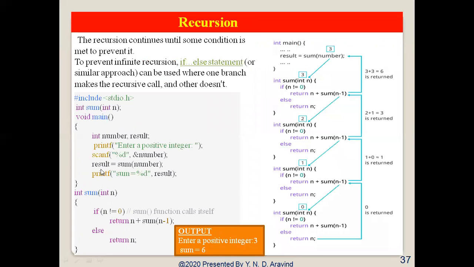else statement, if statement. So the recursion continues until some condition is met to prevent it. So to overcome this, we use a base condition. To prevent infinite recursion, if-else statements or some similar approaches can be used, where one branch makes the recursive call and the other doesn't.